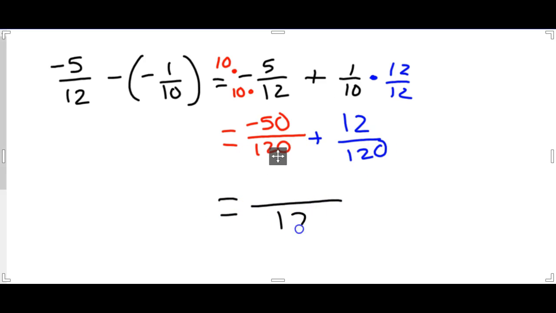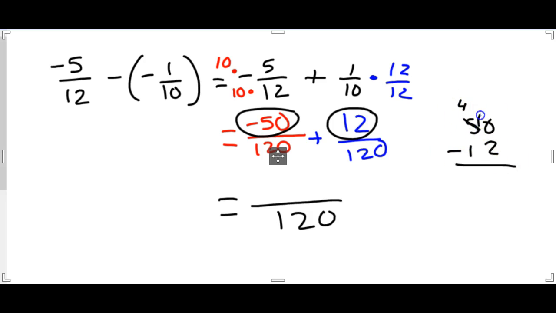That common denominator stays as part of our answer, and we just add the numerators, -50 plus 12. They are opposite signs, so we are going to minus. 50 minus 12 is 38. And then the bigger number was negative, so we get -38.